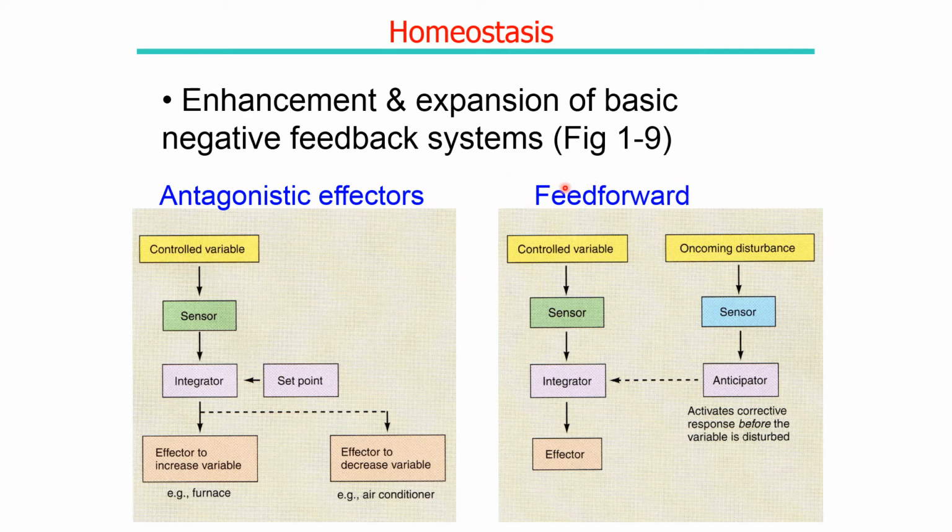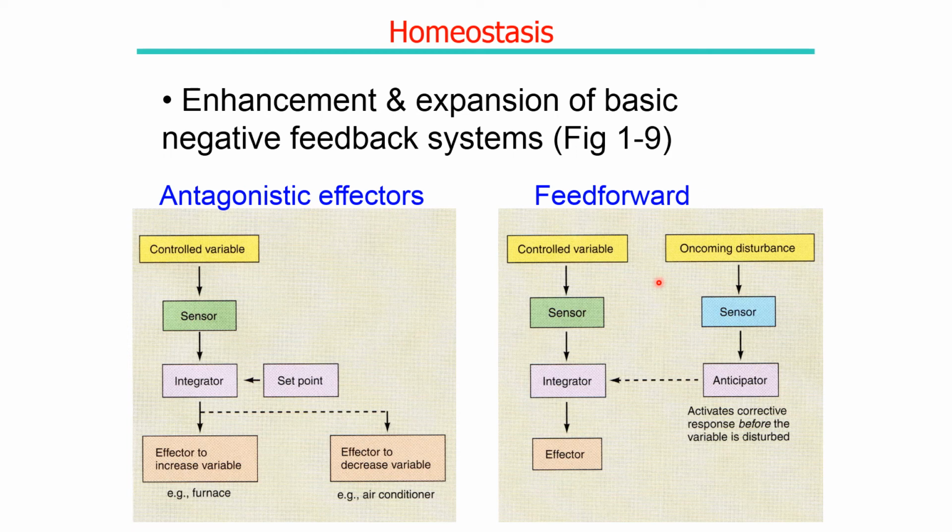The feed forward system or anticipatory system gives two benefits: it predicts the change before it occurs in the variable, and it also does not allow the overshoot of the set point. So in the case of the feed forward system, the negative feedback system that is made up of sensor, integrator and effector is helped by the anticipator that is getting information about other variables through its own sensors. So we can understand this by an example.